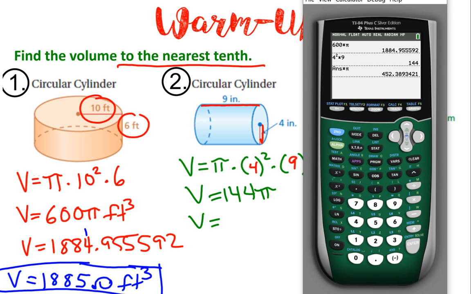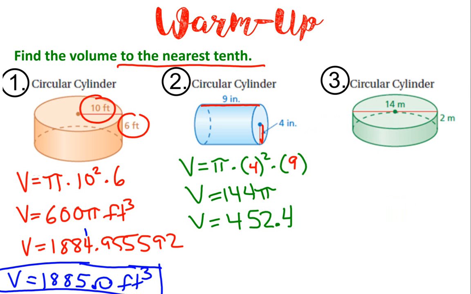So 144 times pi, and I get that really long number there on the calculator, and I'm just going to round it out loud instead of showing the work. So 452.4, right? It has a 3, but the 8 next to it will round it up. And I need my cubic inches, right? Because it's a 3-dimensional figure.